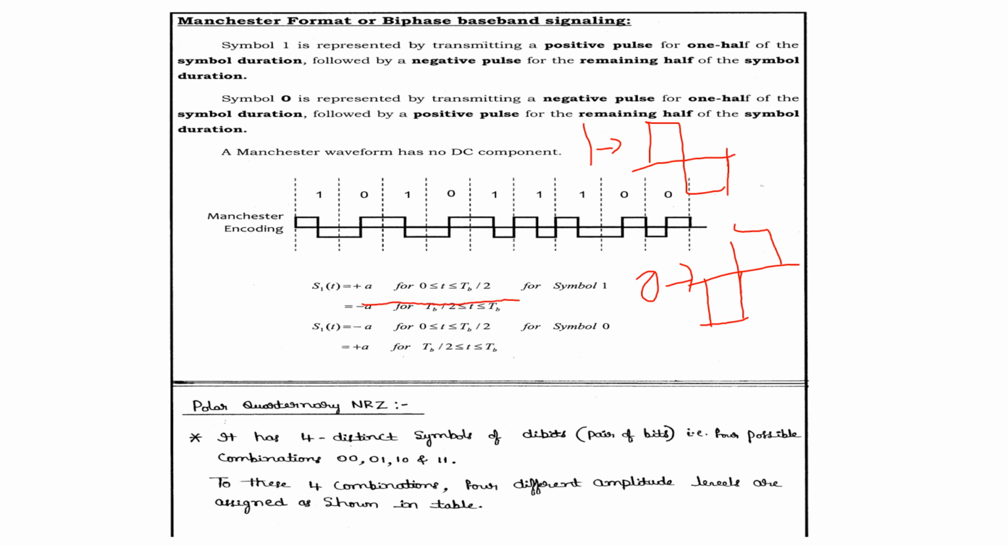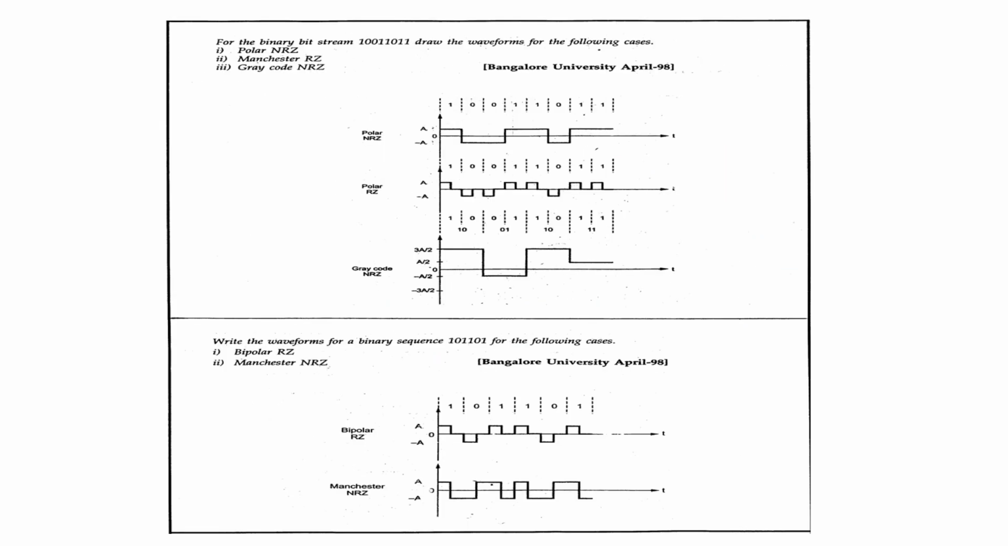Plus A represents the amplitude level from 0 to Tb by 2 for symbol 1, and minus A for Tb by 2 to Tb. Minus A for 0 to Tb by 2 for symbol 0, plus A for Tb by 2 to Tb. So this is about the Manchester line coding technique. This is also known as biphase baseband signaling.